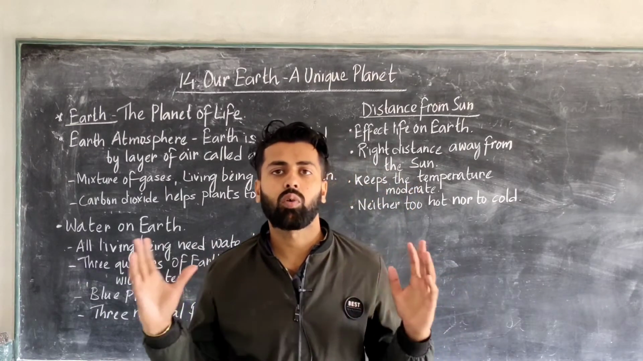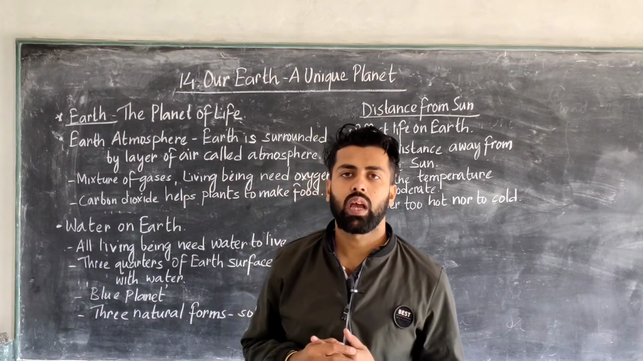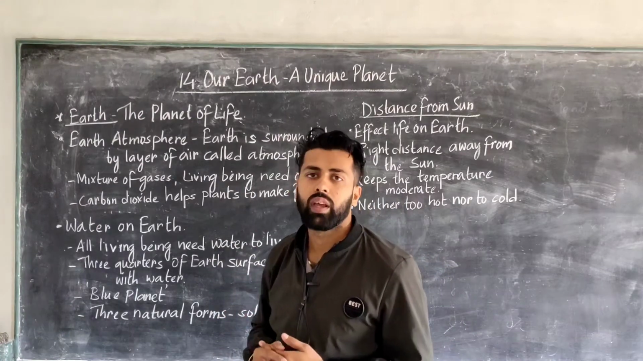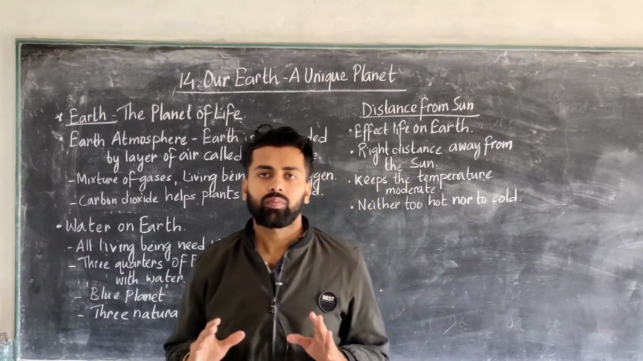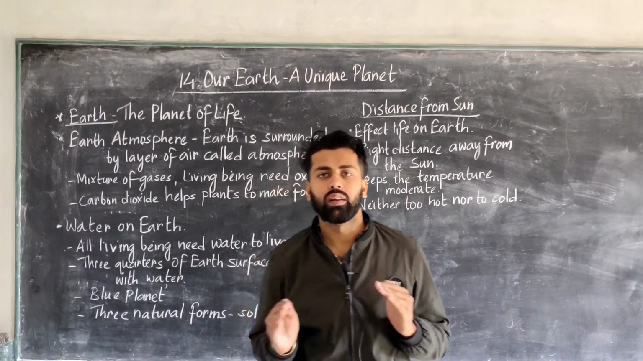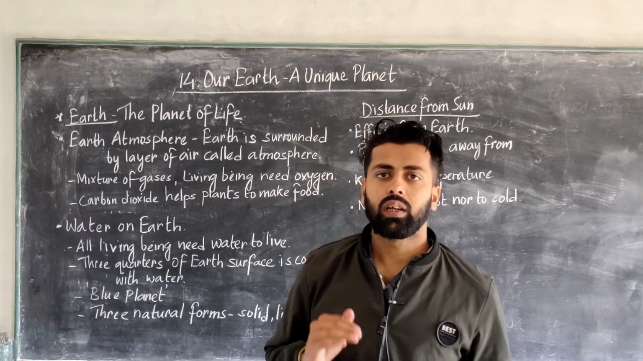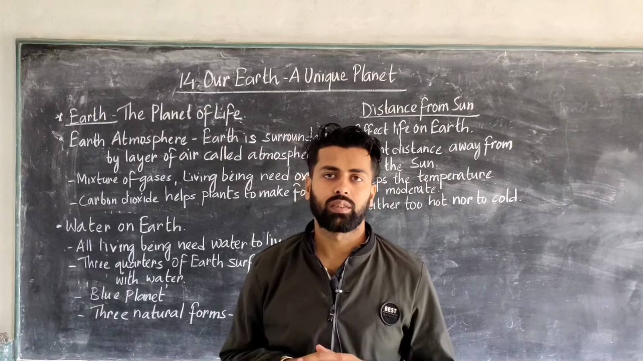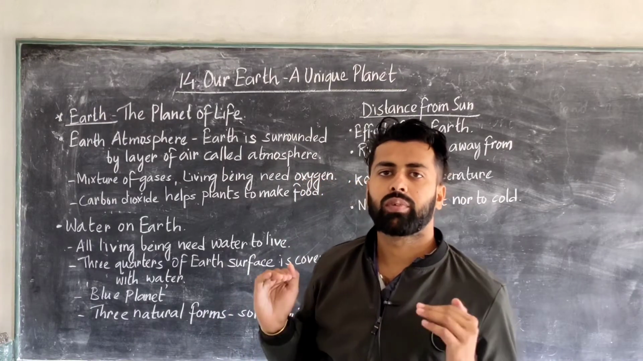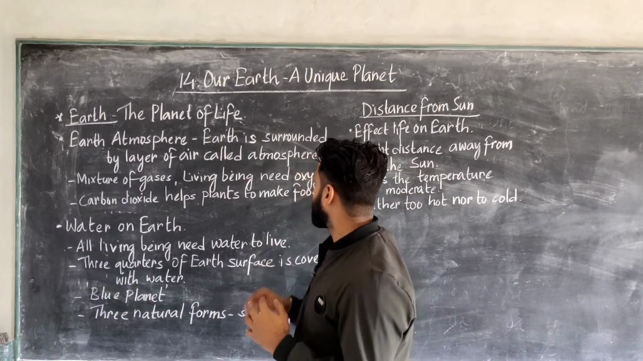Atmosphere here means the surrounding where we live, the air we have and the trees we have. So you see, Earth is surrounded by a layer of air. This layer of air is called the atmosphere. Here we can find a mixture of gases. In the air we have different kinds of gases, and that mixture of gases is also known as the atmosphere.